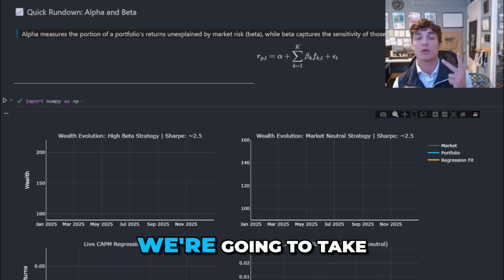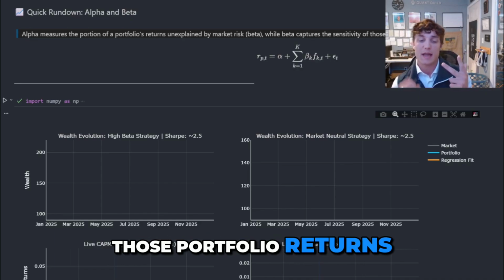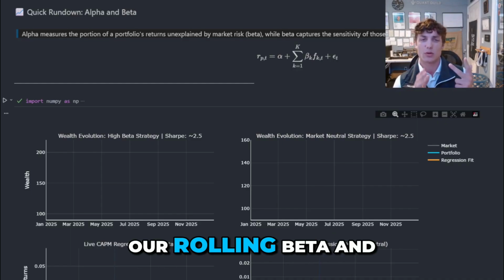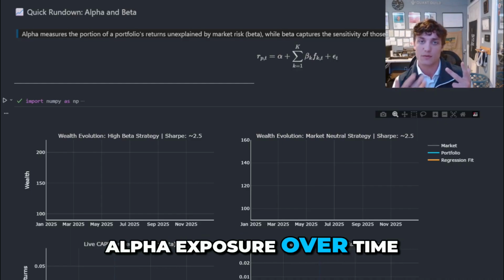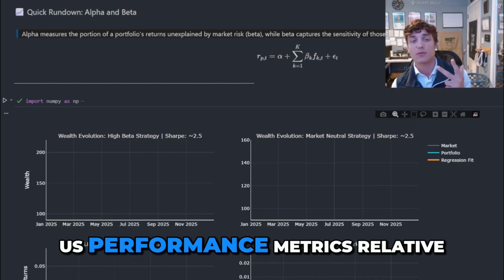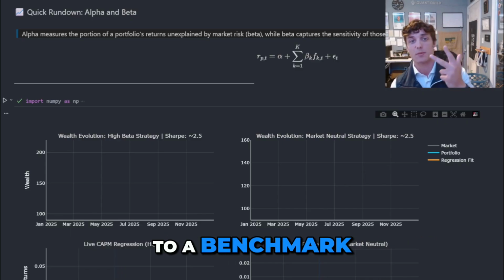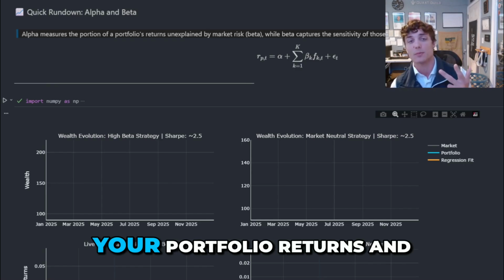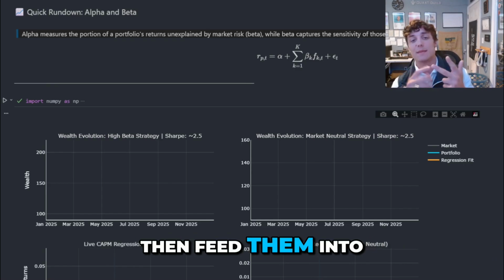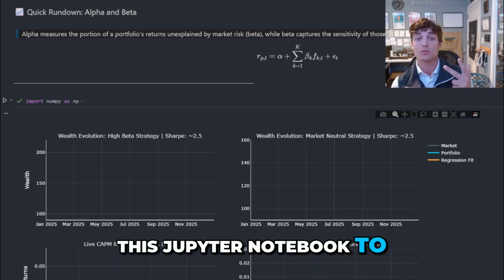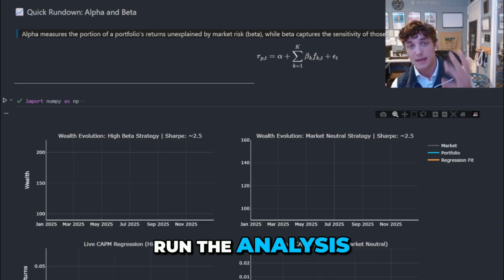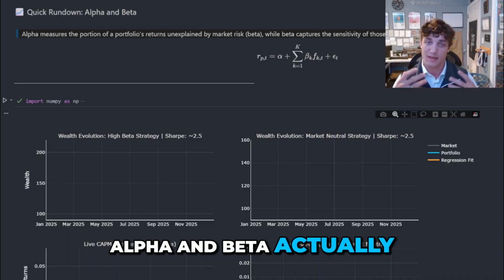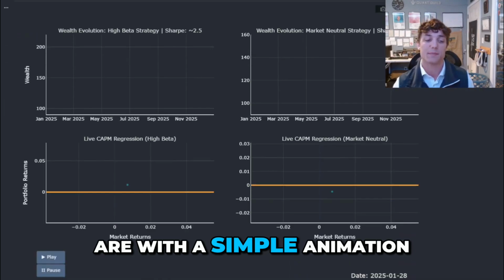And then third, we're going to take those portfolio returns and run them through a cell in this Jupyter notebook. It will tell us our rolling beta and alpha exposure over time, and it will give us performance metrics relative to a benchmark. So even if you're not using Interactive Brokers, you can still get your portfolio returns and then feed them into this Jupyter notebook to run the analysis. Let's start with a quick rundown on what alpha and beta actually are with a simple animation.